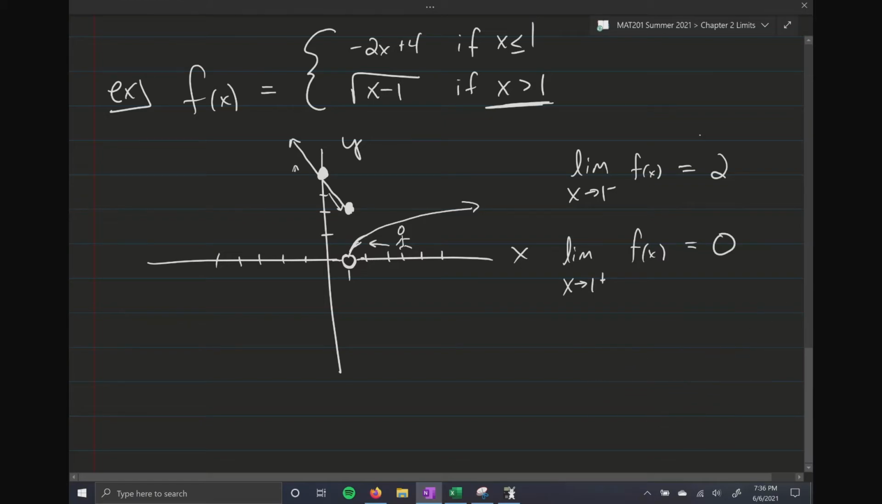Now, the last limit I want to calculate here, and this is going to be the easiest. What is the limit as x approaches 1 of f of x? Well, no matter what, remember, the left side of the limit has to equal the right side of the limit. If it does, whatever those values are, that's going to be the limit as you approach 1. In this case, 2 does not equal 0. So we say the limit as x approaches 1 of my piecewise defined function does not exist.